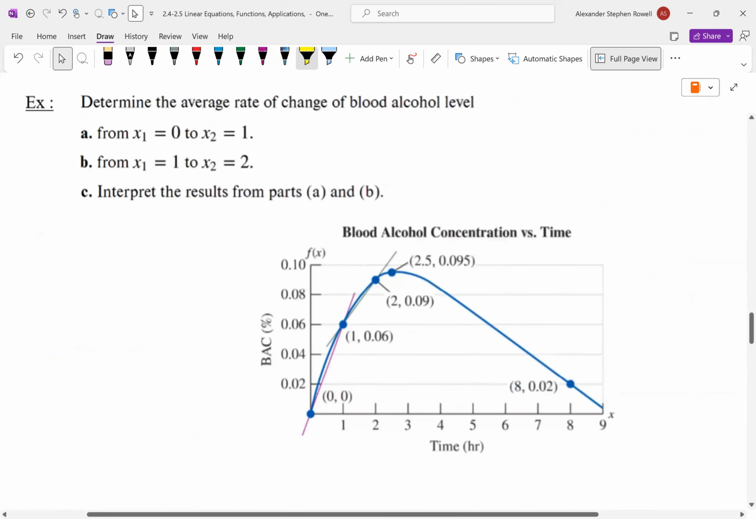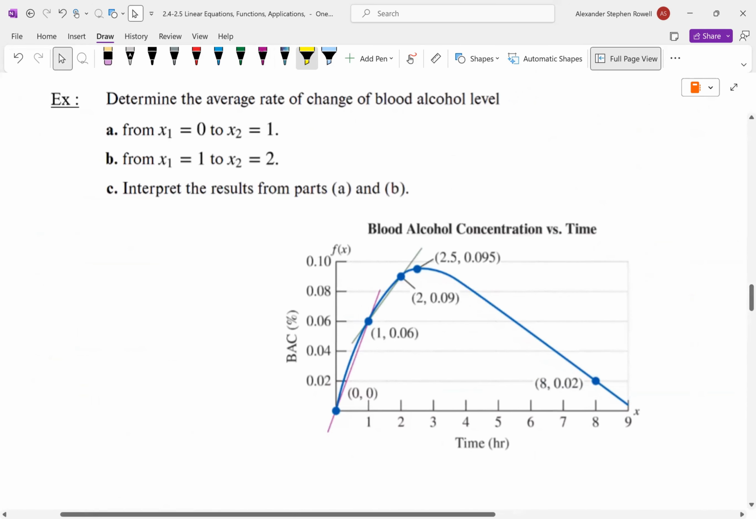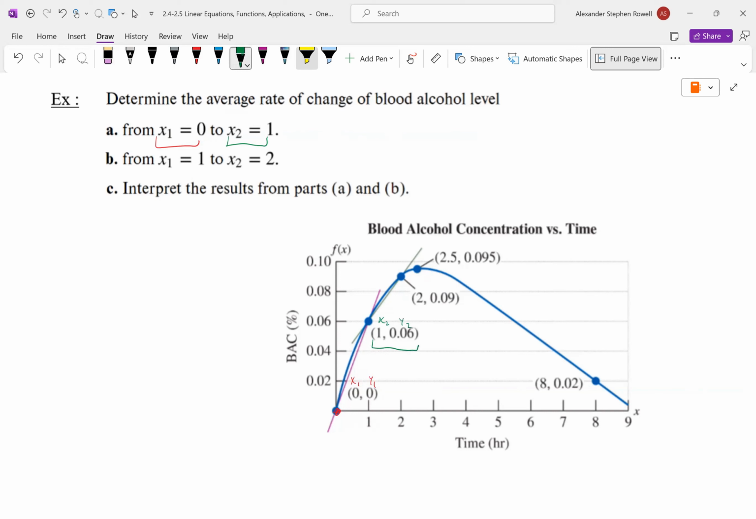Let's try an actual problem that you might see on the homework. Determine the average rate of change of blood alcohol level from x1 equals 0 to x2 equals 1. Can you identify the corresponding ordered pairs? What's the first ordered pair corresponding to x1 equals 0? Very good. 0, 0 is our first one. So let's call that x1, y1. And what's our next ordered pair? Very good. We'll call this x2, y2.